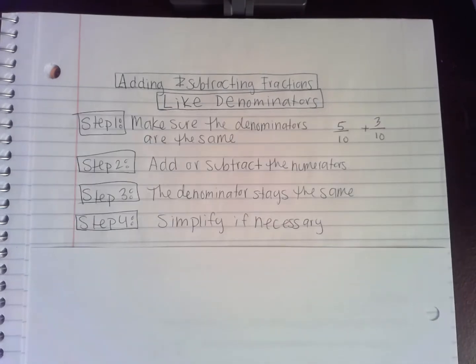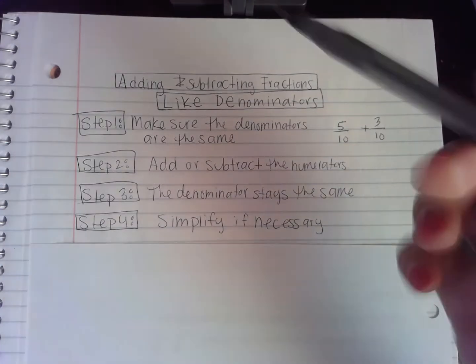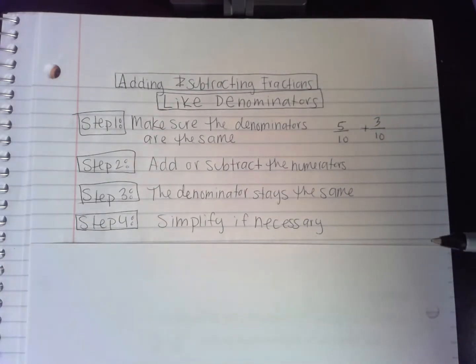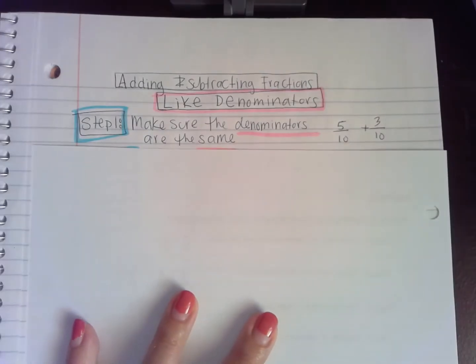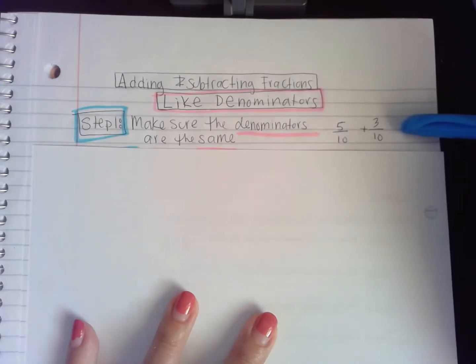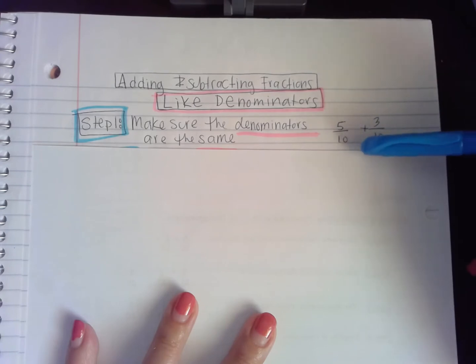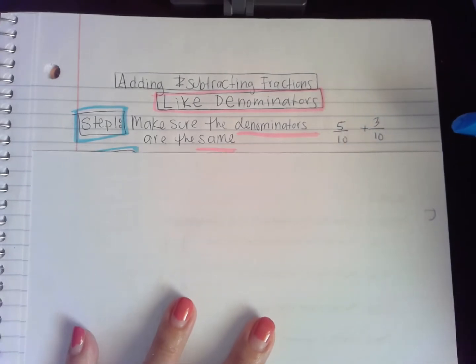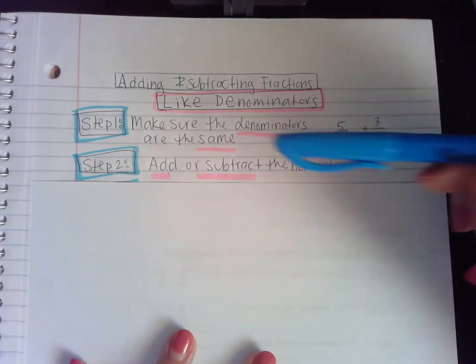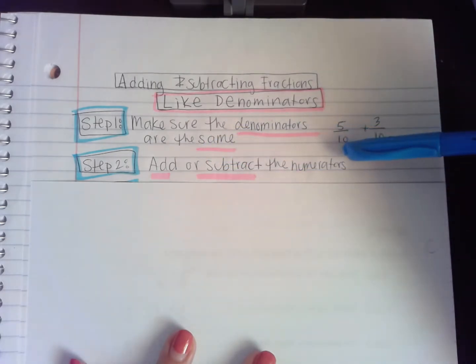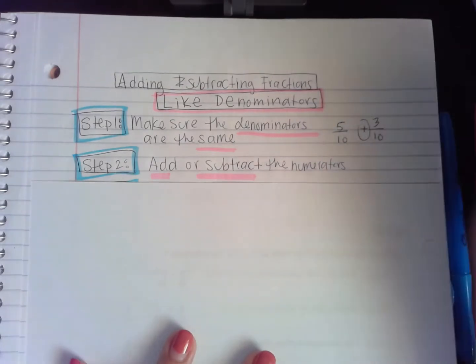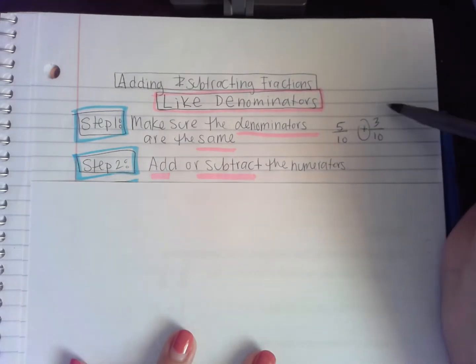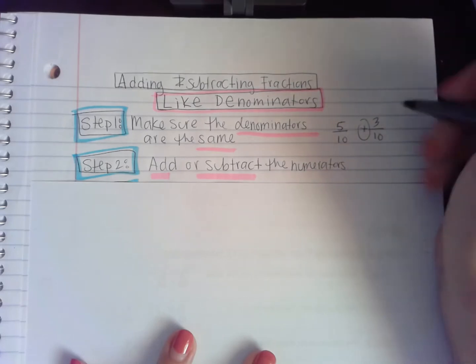What I want you guys to do is pause the video now and go ahead and write down all these 4 steps. Step number 1, we got to make sure the denominators are the same. Taking a look at these 2 fractions here on the right hand side, our denominators are the same. We have both 10 here and 10 right here. Step number 2, we are going to add or subtract the numerators depending on the operation that we're given. In this case, our operation is addition, so that means that we are going to add our numerators. So 5 plus 3 gives me 8.